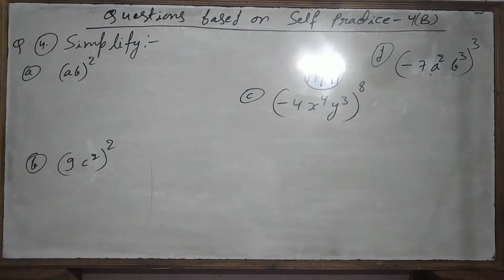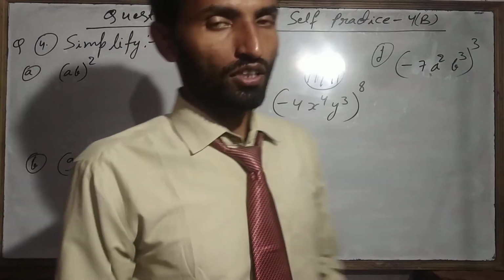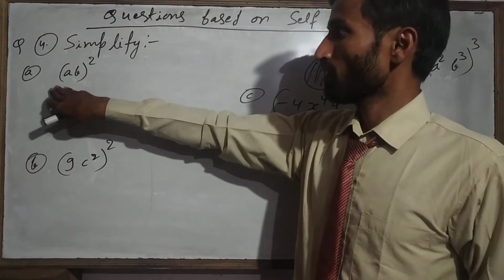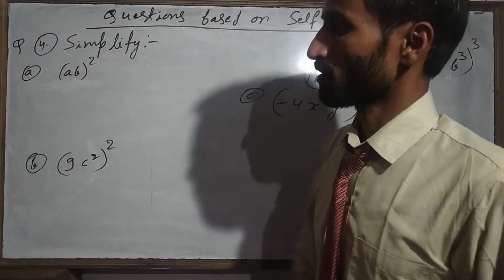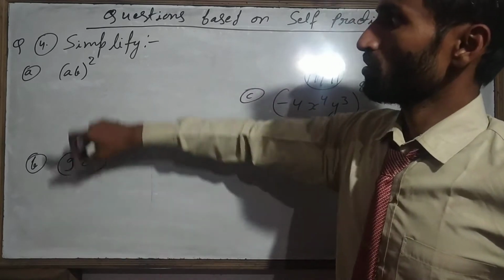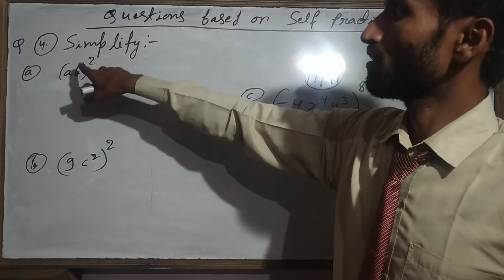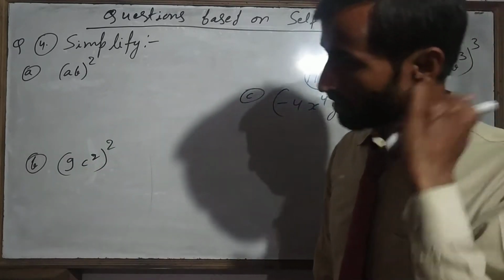Now I want to explain question number 4. Here we have to simplify. Whatever powers and exponents are given, we have to simplify those exponents. So you see here, a into b square is there, which means power 2 is there.